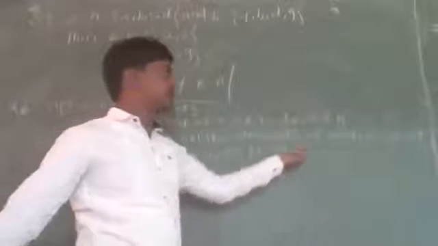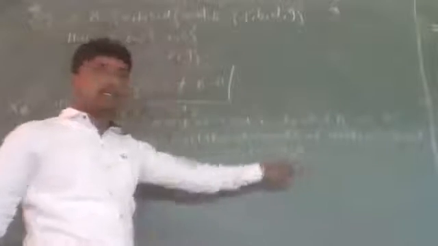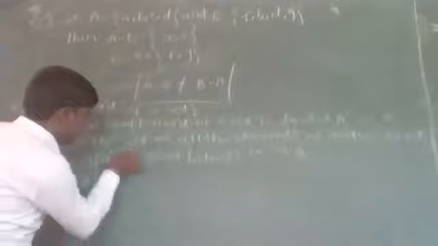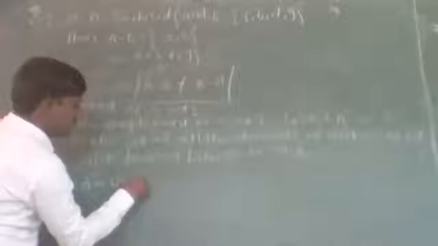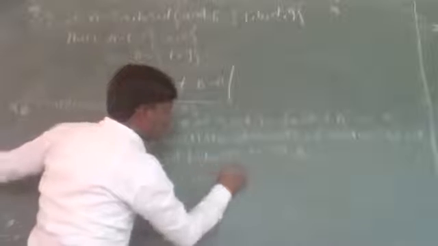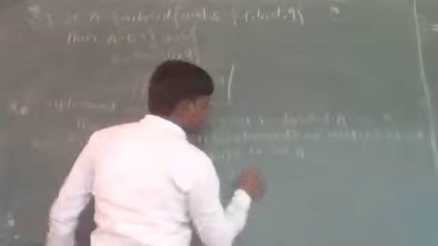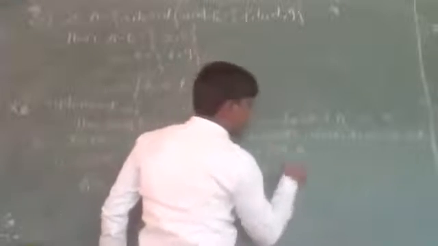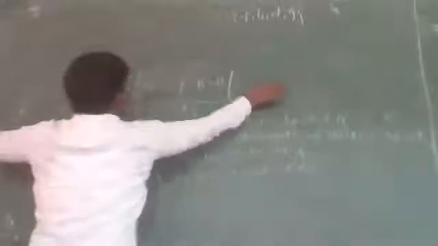That is, the complement of a set A contains all those elements from the universal set U which are not members of set A. That is, A complement is nothing but U minus A, which contains all those elements x which belong to the universal set U and x does not belong to set A, which is the complement of set A. Suppose N, we know that N is the set of natural numbers.